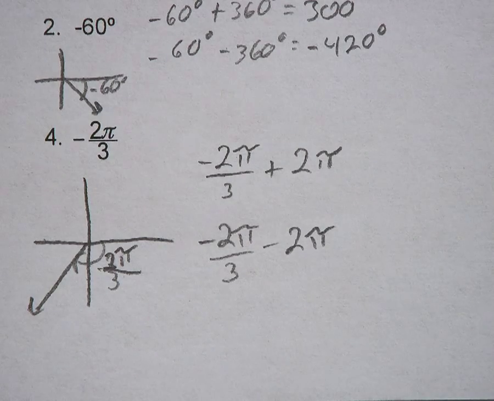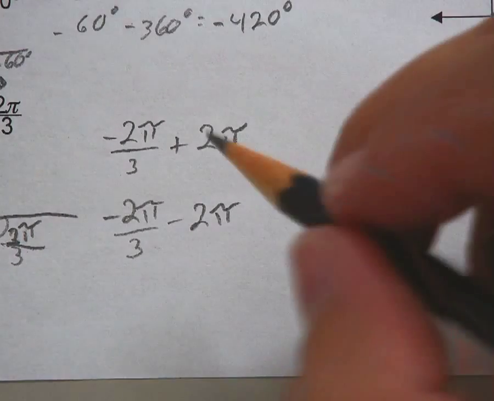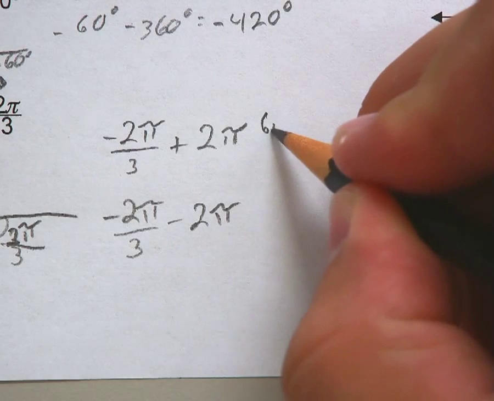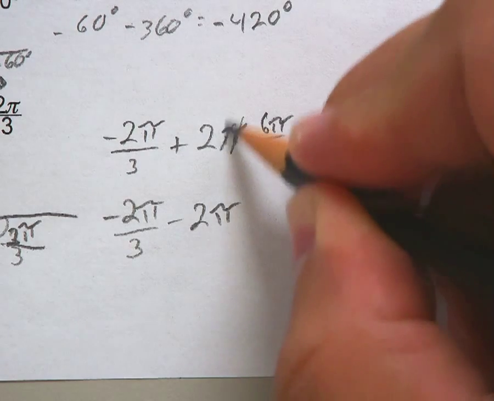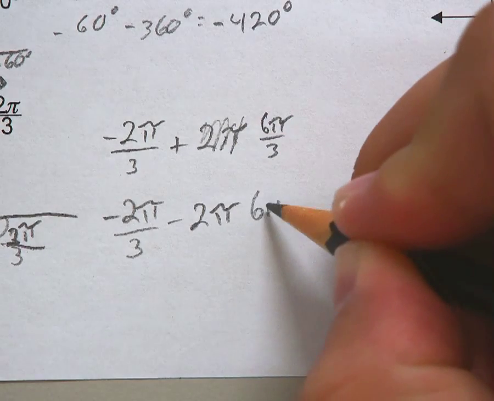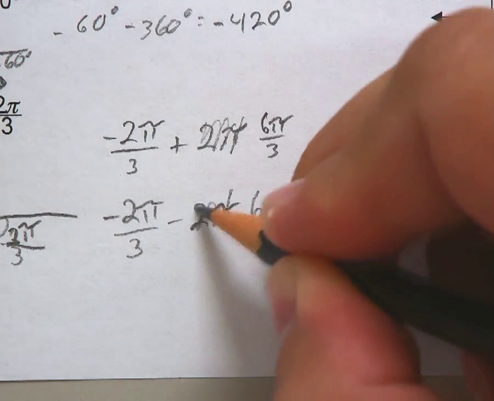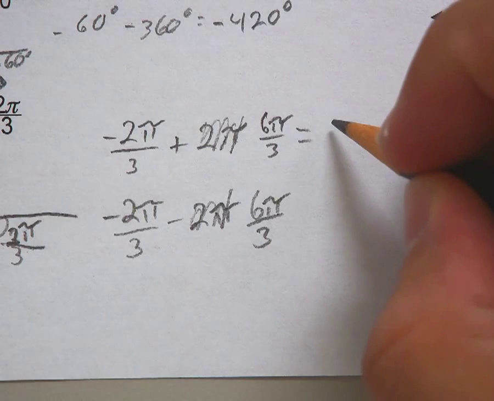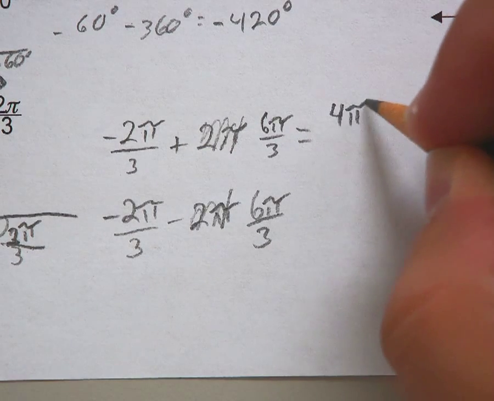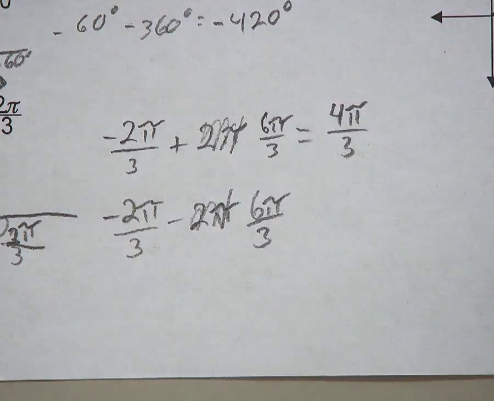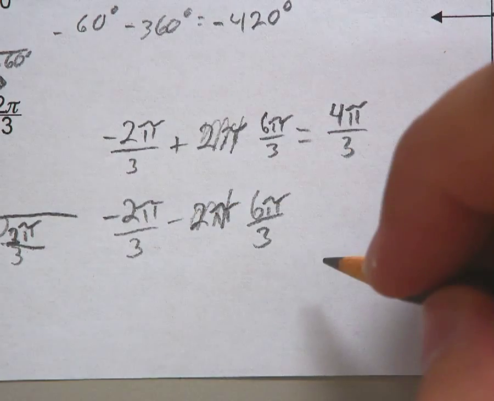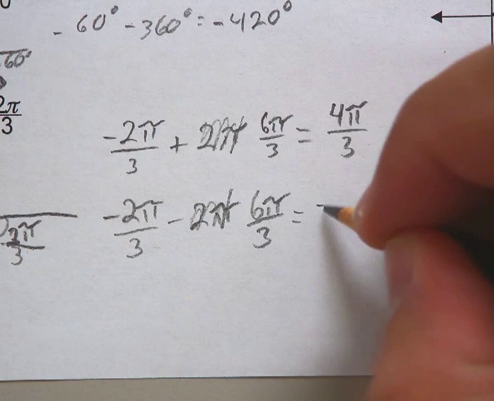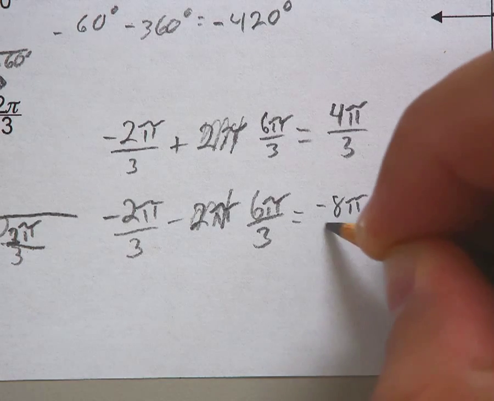Remember to get your common denominators here. So if it's over 3, this is going to be 6 pi over 3. So negative 2 plus 6 is 4 pi over 3. And negative 2 pi minus 6 is negative 8 pi over 3.